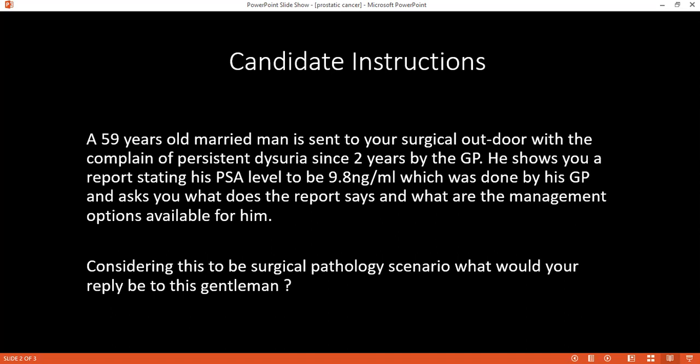So how would you take a proper prostatic biopsy? Ma'am, the procedure, please.